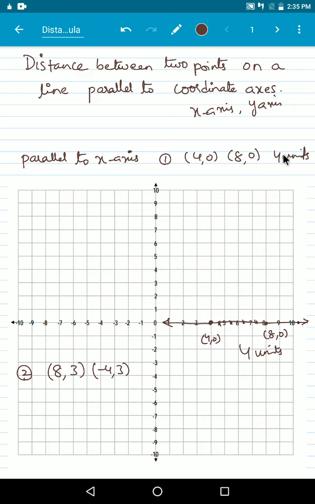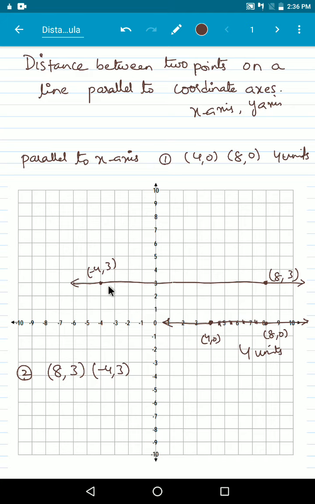Let us find the distance between these 2 points: 8 comma 3 and minus 4 comma 3. x is equal to 8 and y is equal to 3, so 8 comma 3 is this point, and minus 4 comma 3 is here. Now see, if we join these 2 points and extend this, it will be a straight line which is parallel to the x-axis. So these 2 points are lying on a line which is parallel to the x-axis, right?